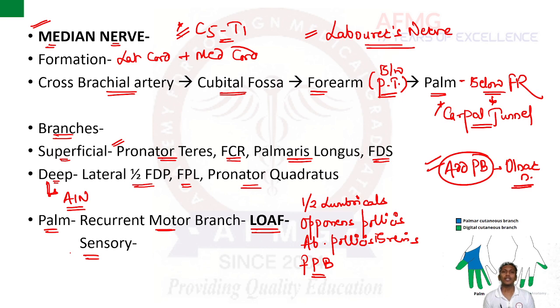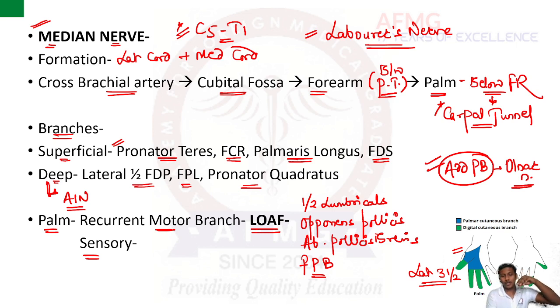Whereas if I talk about the sensory branch of the median nerve at the level of the palm, it is responsible for carrying sensations over the palmar aspect of the thenar eminence. Please remember, it carries all sensations over the thenar eminence and also over the lateral 3.5 digits from the palmar aspect. Whereas from the dorsal aspect, it will carry innervation of the lateral 3.5 digits, but only the tips.